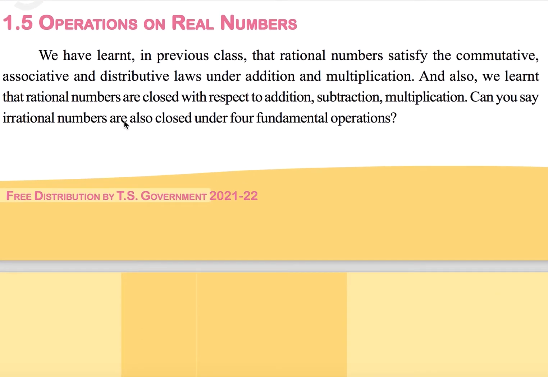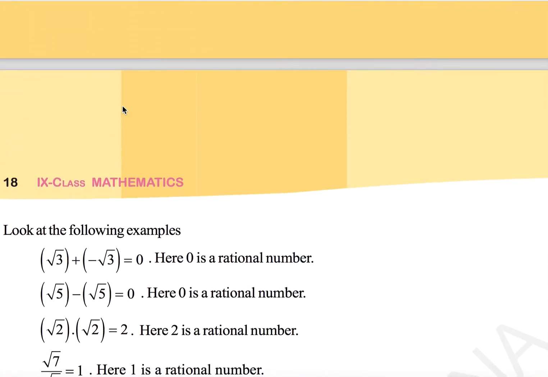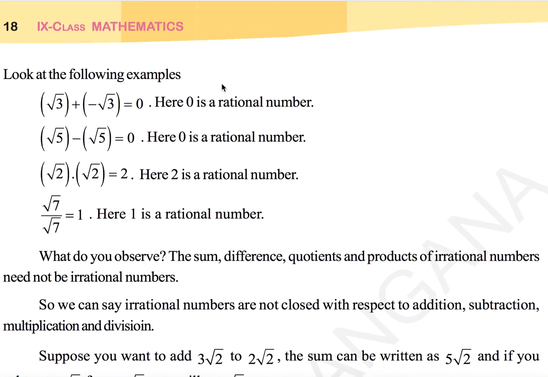Now, operations on the real numbers. We have learned in the previous class that rational numbers satisfy the commutative, associative and distributive laws under addition and multiplication. And also we learned that rational numbers are closed with respect to addition, subtraction and multiplication. Can you say irrational numbers are also closed under the four fundamental operations? Let's now look at the following example.